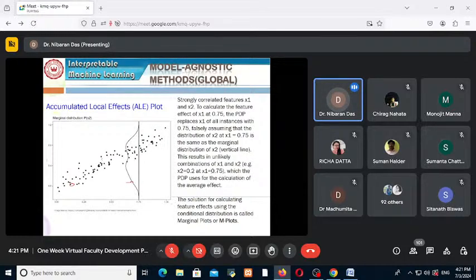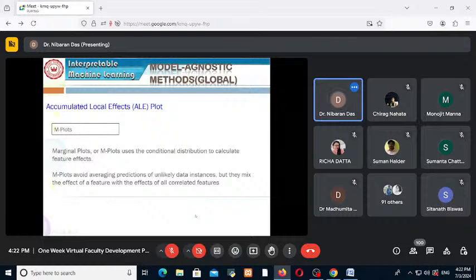The combination of x1 and x2 is what the PDP uses to calculate the average effect, so we could not get the average effect. The solution for calculating feature effect using the conditional distribution is called marginal plots, or M plots. So M plots use the conditional distribution to calculate the feature effects.